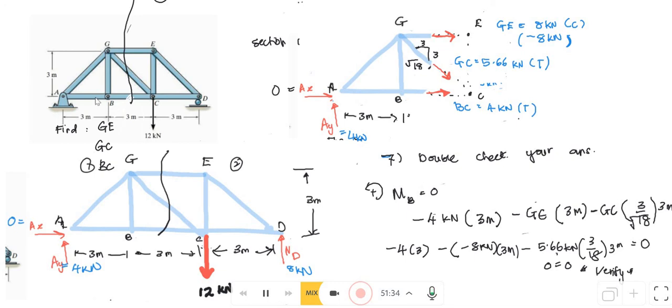So we have finished on how to do the analysis for a truss using the method of sections. It's very easy with the condition that you need to understand completely how to find moment about a point. It's very important. If you don't pay attention to that, you will have a problem here, and you can always double check your answer. This is one way to double check your answer, or you can also choose section 2, but it takes time. So this is the best way.